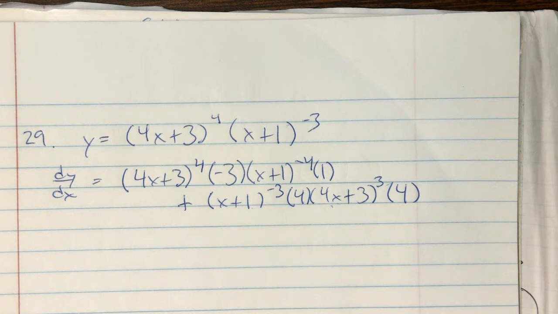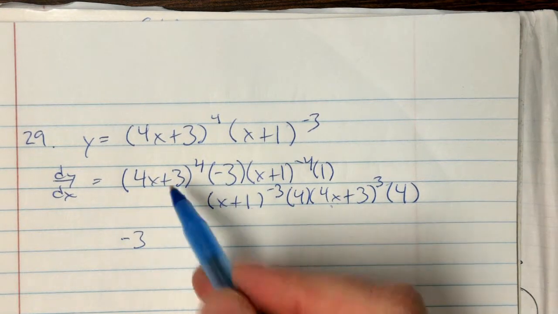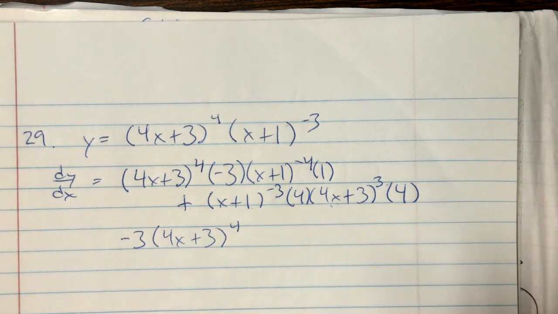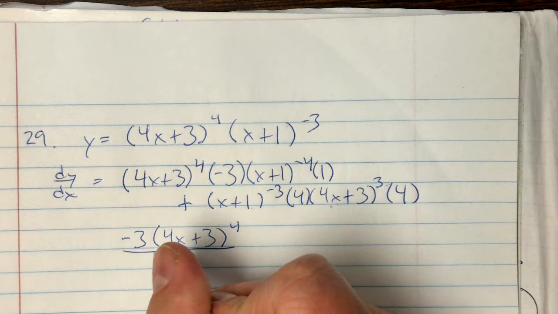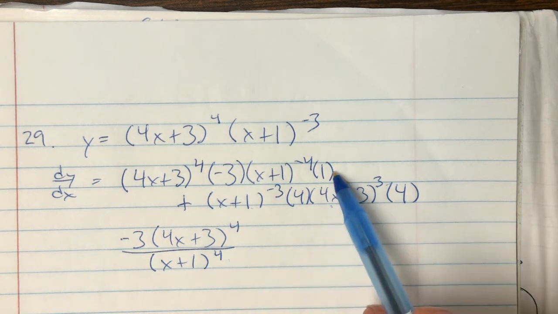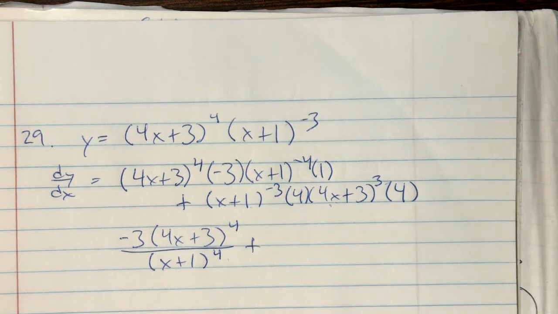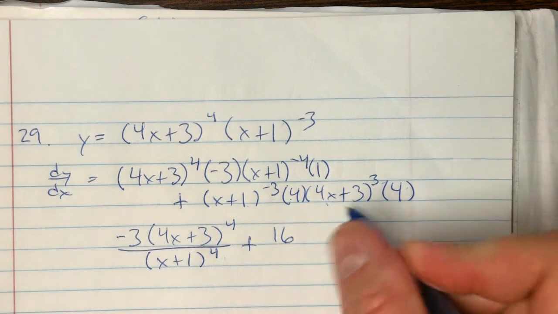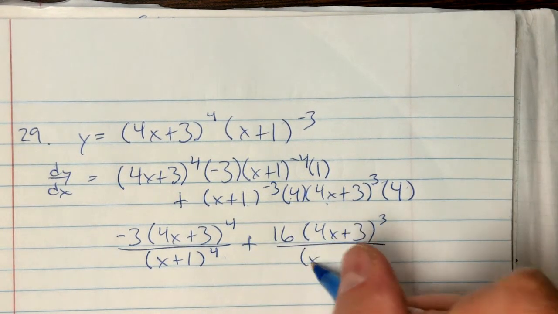Then we need to just make it look more reasonable, like with the exponents and the numbers combining. So the negative 3 goes on top. The 4x plus 3 to the fourth goes on top. This was a x plus 1 to the minus 4, so that's going to go on bottom. So x plus 1 to the fourth. By putting it on the bottom, it's now positive, and we didn't have to do anything with the 1. Then for this part, we need a plus sign. 4 times 4 is 16. Then we put this stuff, 4x plus 3 cubed. And then we put this stuff, which is x plus 1 cubed.